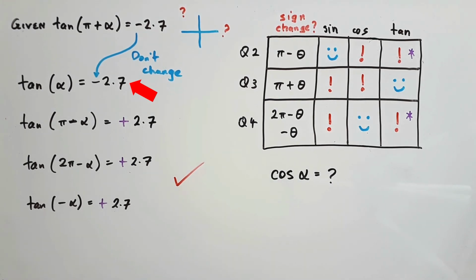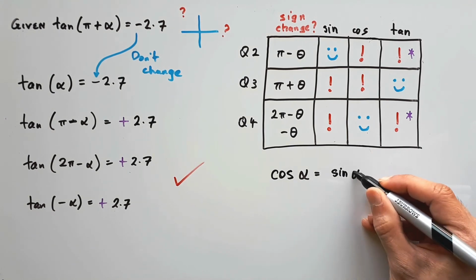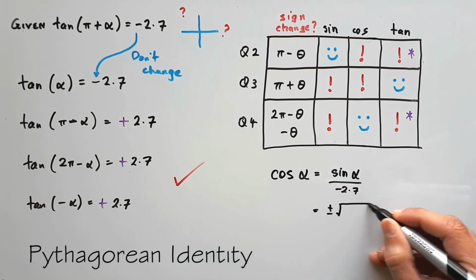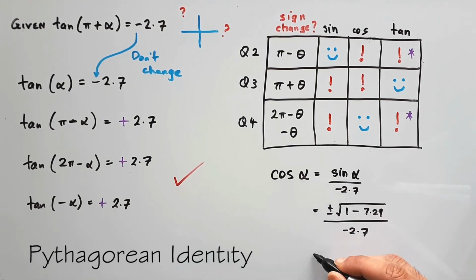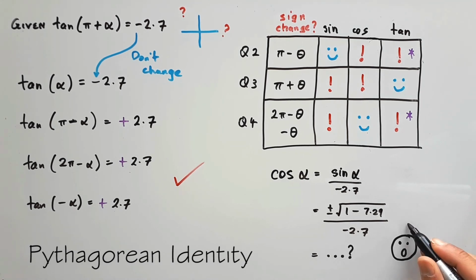You might face other questions which look similar, like using tangent alpha equals negative 2.7 to find cos alpha, but they have a completely different approach and use something called the Pythagorean identity. It goes through quite a bit of algebra and has a very interesting formula for cos and sine.